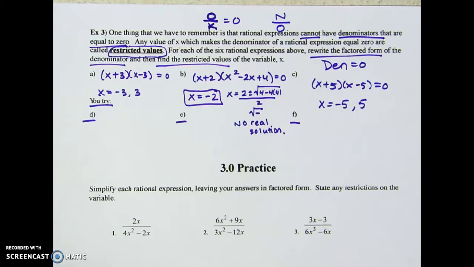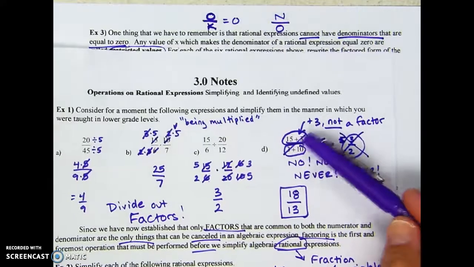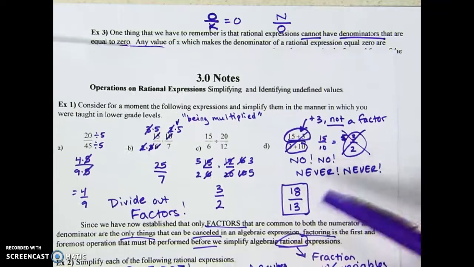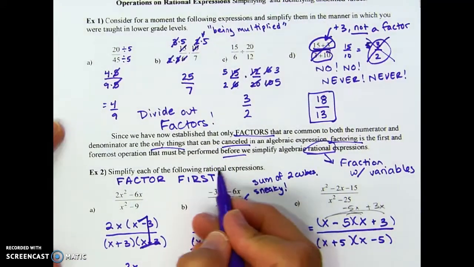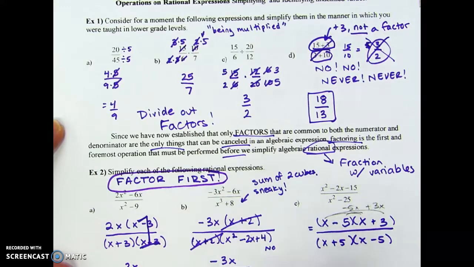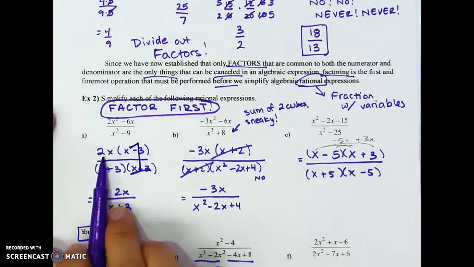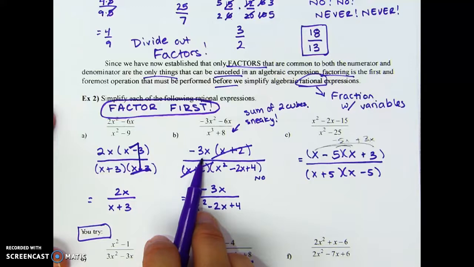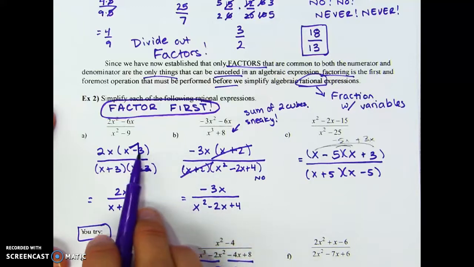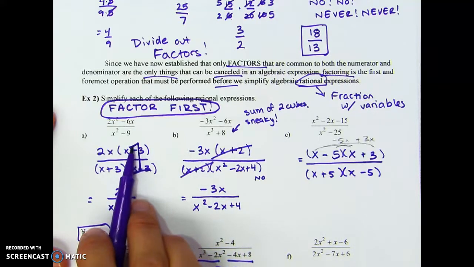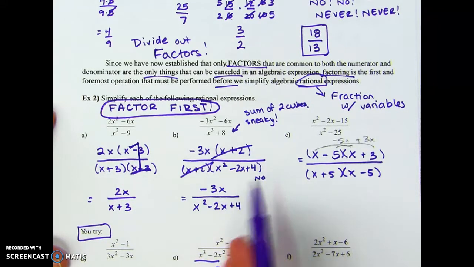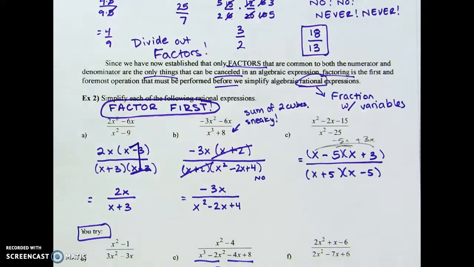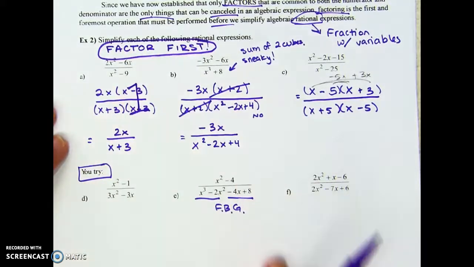What's the big idea of these messy notes? Can you cancel something next to a plus sign? No, never, never. What do you have to do first? Factor first. Always check for a greatest common factor, right? Once you have a common factor in the top and bottom, you can cancel those out. We try to not say cancel, we try and say divide out. This is a review of all factoring.